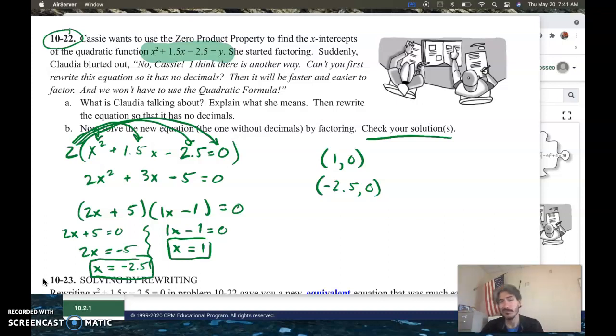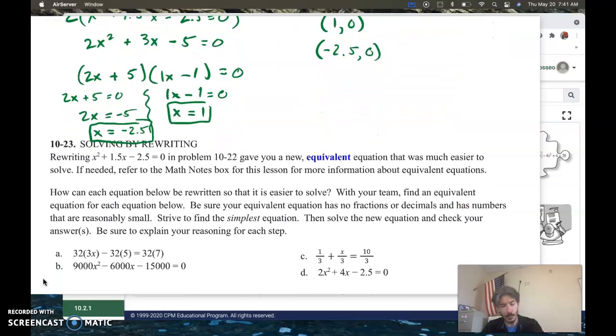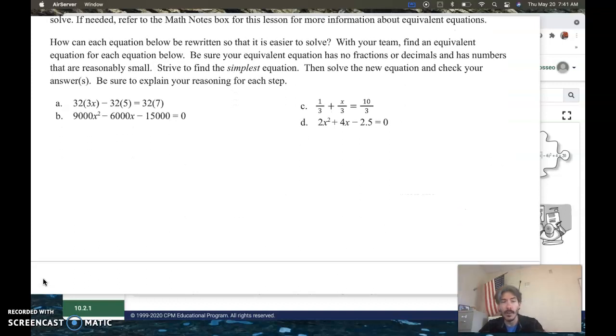Could also check using the quadratic formula, right? There's another option. Okay, we already did that rewrite, and we came up with some equivalent equations that are easier to solve. Well, I've got a couple more things that I'm just going to talk about rewriting, and then we're gonna do some solving. Okay, look at all these problems.